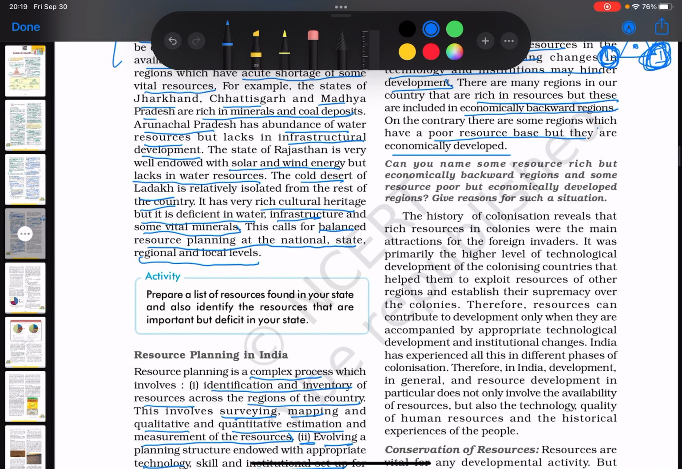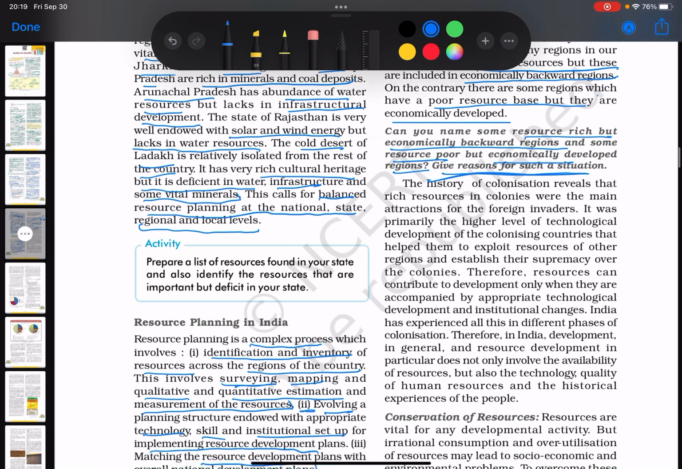So the question for you is, can you actually name some resource rich but economically backward regions and some resource poor but economically developed regions, and try to think about why, what really created such a situation.